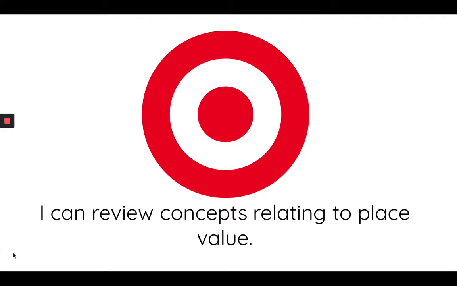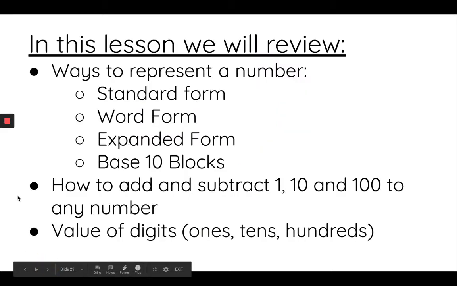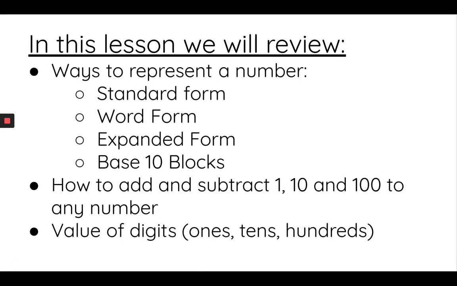Now, we studied place value way back at the beginning of the year of second grade, so we're going to review some main concepts. In this lesson, we will review 3 things. First, ways to represent a number. There are 4 ways: in standard form, word form, expanded form, and using base 10 blocks. Second, we're going to review how to add and subtract 1, 10, and 100 to any number. Last, we're going to review the value of digits, the digits of 1s, 10s, and 100s.